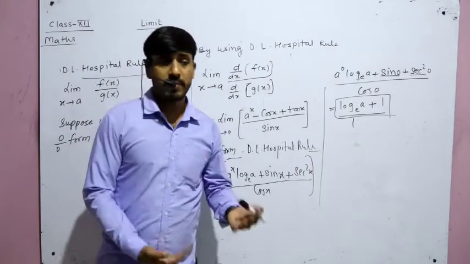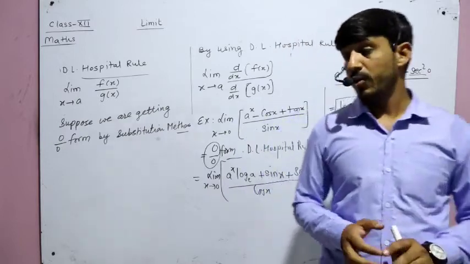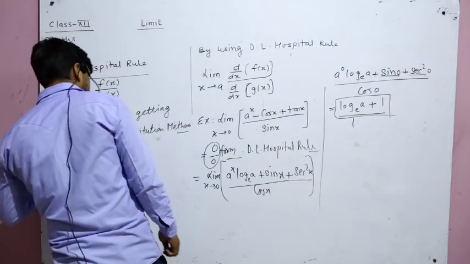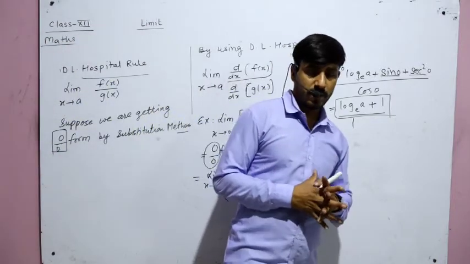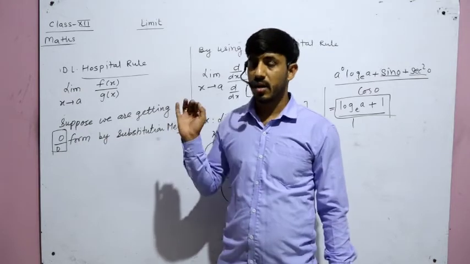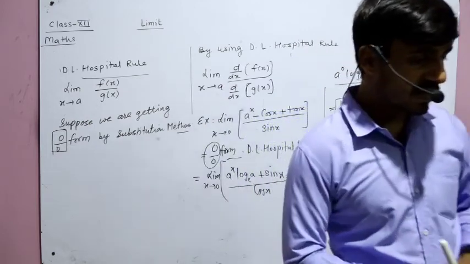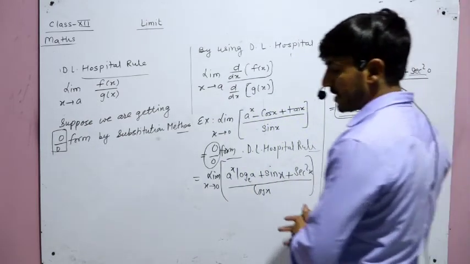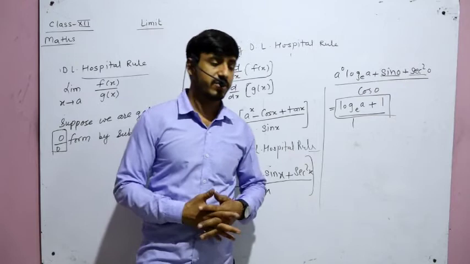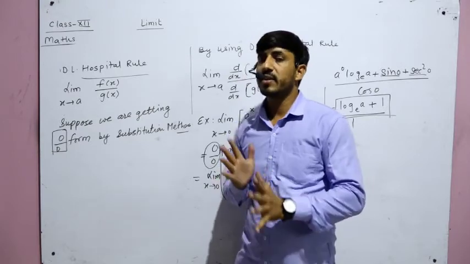Any type of limit we can solve by using this D'Hospital method, but first we have to remember that if we get an indeterminate form, in this type of method we have to obtain it in terms of 0 upon 0 form. Okay, this is the basic, we can say, fundamental condition of this method. Today we have discussed the D'Hospital method, and we have discussed this method by taking more examples.